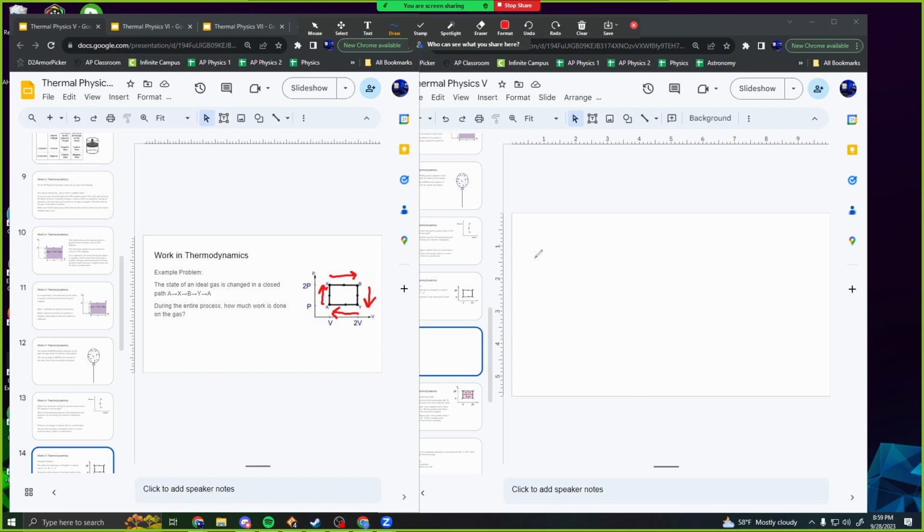So from A to X, you first are going to look at what kind of process this is, so you could see from A to X, the pressure is increasing while volume remains the same. So that means that if that's the case, there's no work done from A to X. So A to X equals no work done.